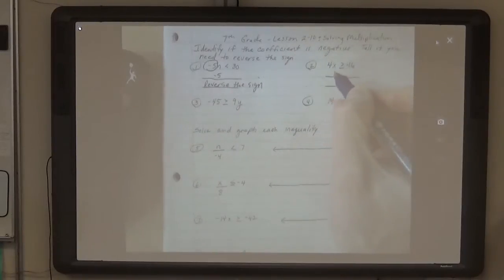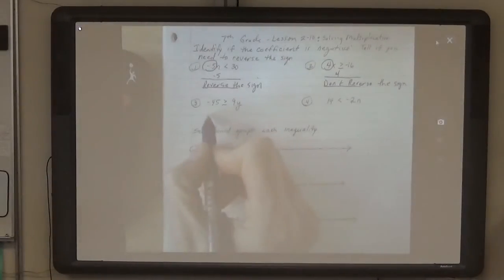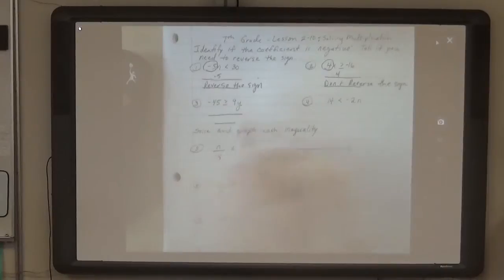Number 2, what is the coefficient? Yep, you should have circled 4. Coefficient is 4. Not negative 4. Do we need to reverse the sign? No. Don't reverse the sign. Do the same thing for 3 and 4 in your homework. Okay?